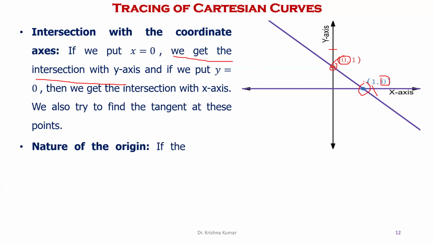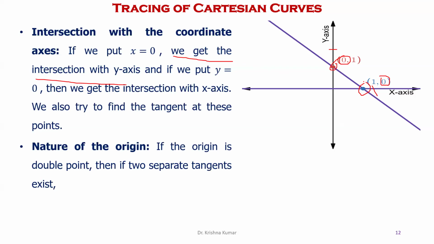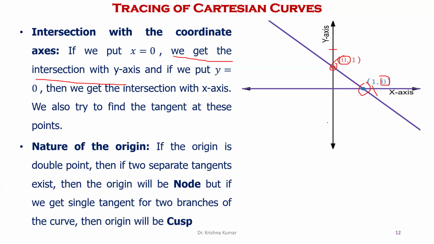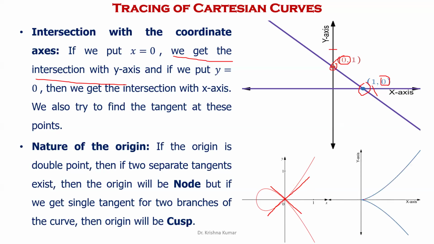Nature of the origin. If the origin is a double point, and two separate tangents exist, then the origin will be a node. But if we get a single tangent for two branches of the curve, then the origin will be a cusp. Now, we have already taken this one. There are two different tangents at the origin, so it is a node. Similarly, here we have only one common tangent at the origin, so this origin is a cusp. So this is about the second point, origin.